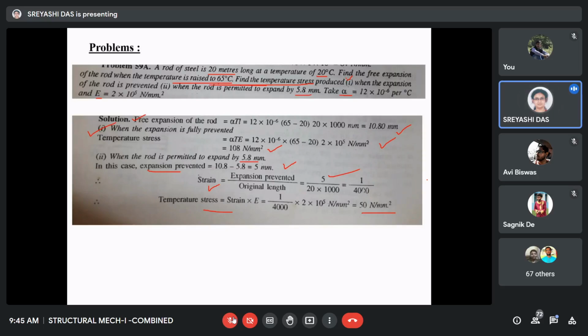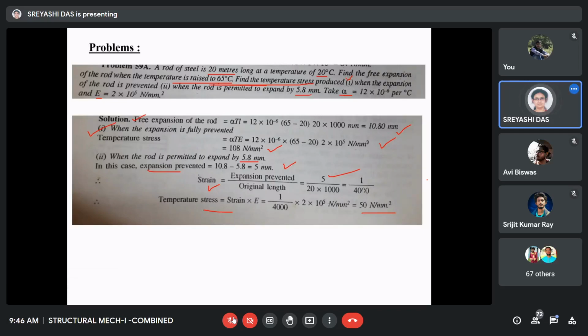Okay, so this is a very simple example to show you how the temperature stress is produced here and what will be the type of the stress? Tensile stress or compressive stress? Ma'am, compressive. So here, as the elongation is taking place, the compressive stress will come. Now, we will combine these cases.